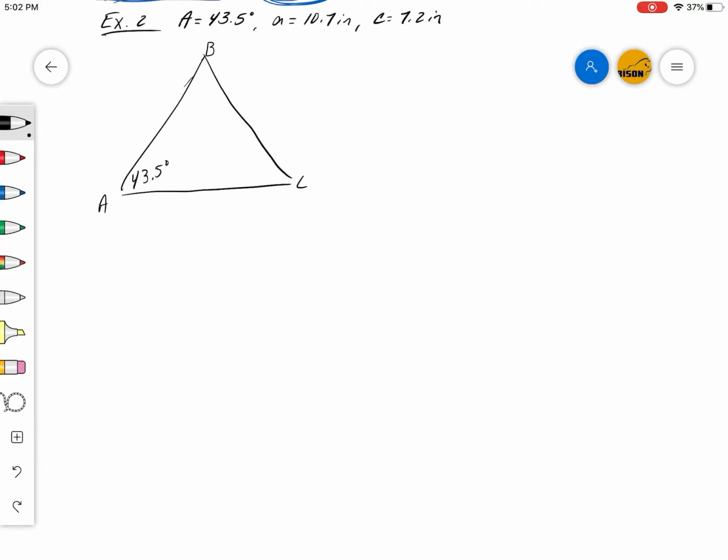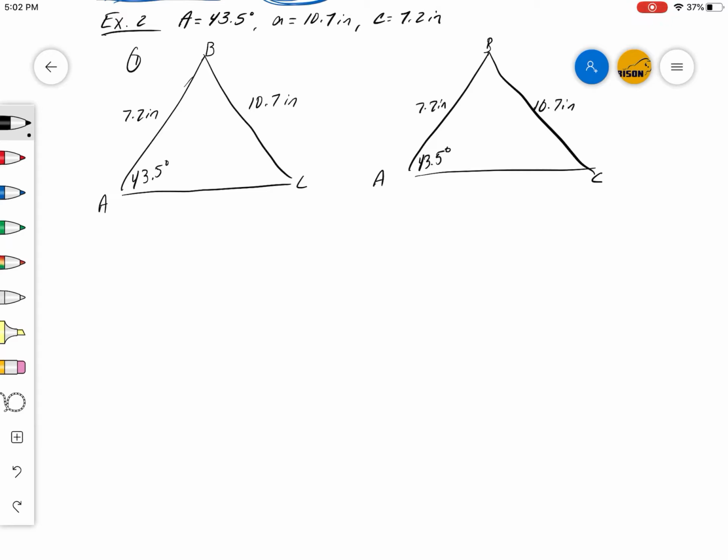A is 43.5 degrees. Side A is 10.7. And side C is 7.2. You're probably guessing that we're going to end up with another triangle. So I'm going to go ahead and draw this is triangle 1. I'm going to go ahead and put triangle 2 on here, and understand that it has this same information to start. This stuff cannot change because this is given to us as part of the problem.